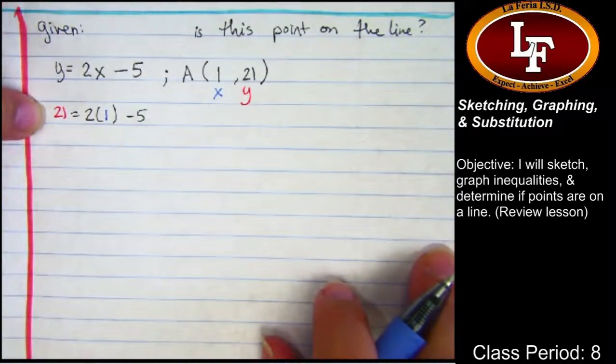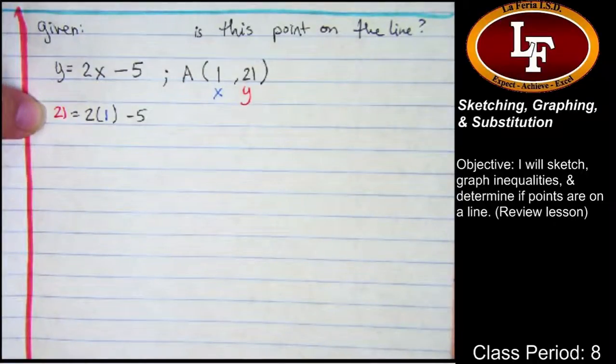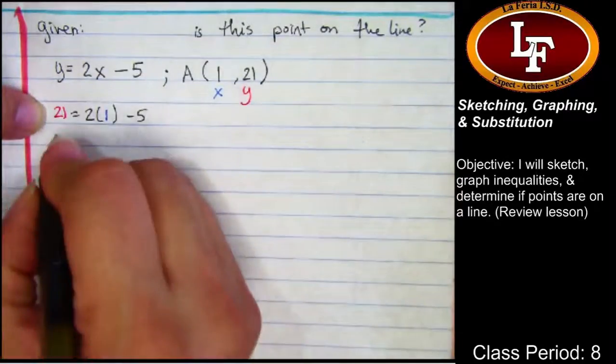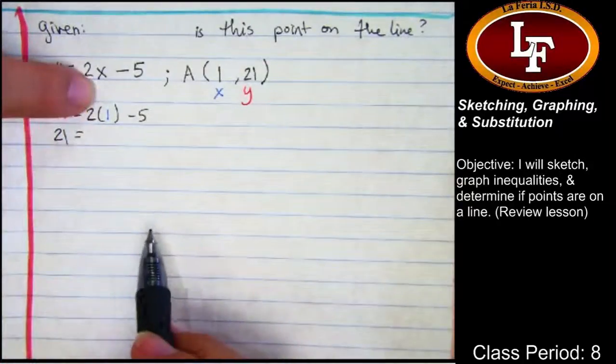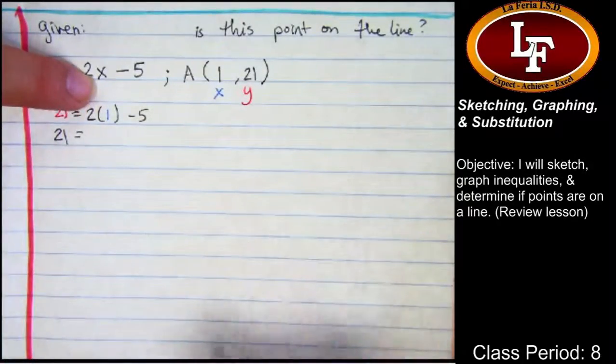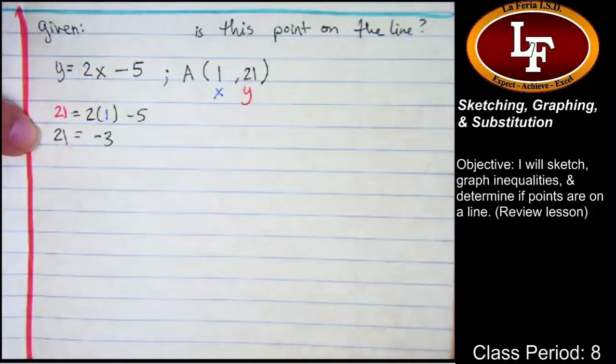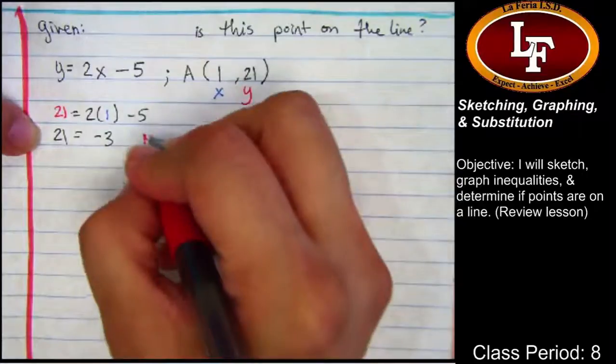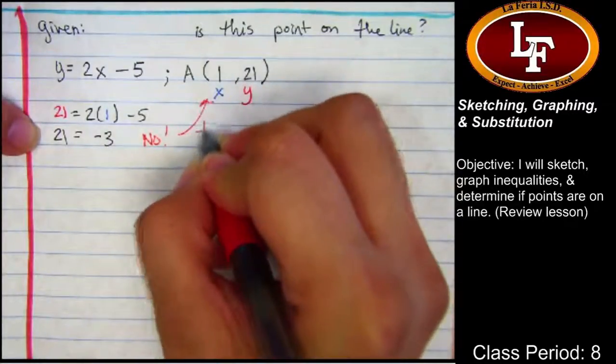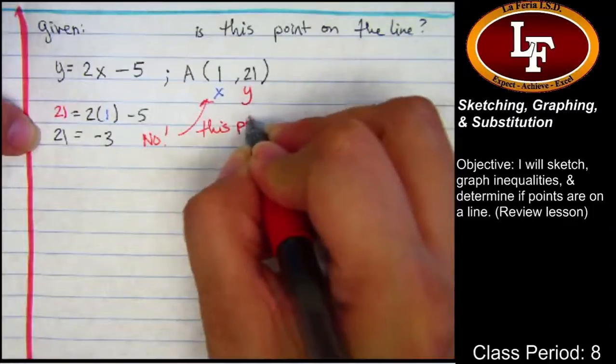This line right here is now no longer an equation to solve. There are no variables. You can't solve anything. But what you can do is all that multiplication, addition, subtraction that the symbols tell you to do, to see what numbers you're going to end up with. 21 stays the same. What's 2 times 1? 2. Minus 5? 3. Positive or negative? Negative. Then you have to ask yourself, are these two numbers the same? No, they're not. So that means that this point is not on the line.